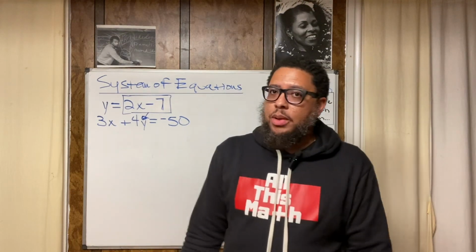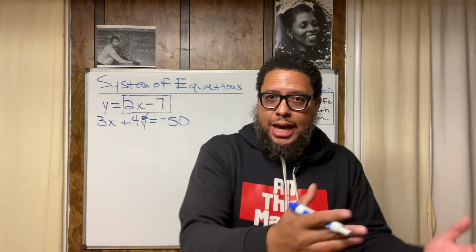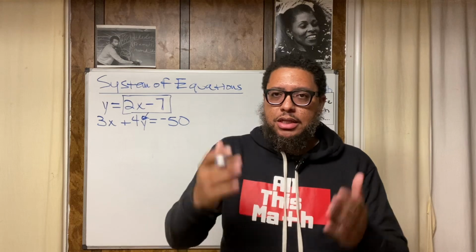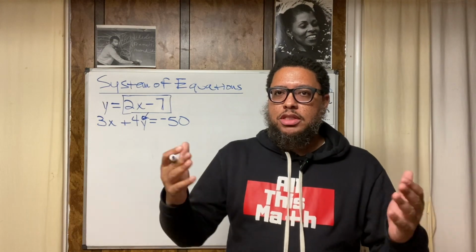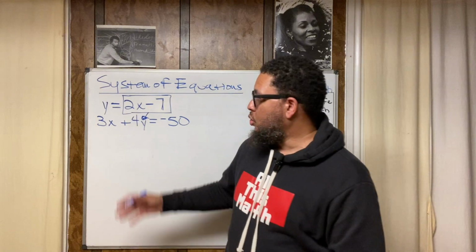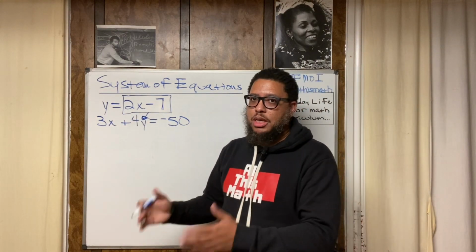All of a sudden, I got an equation that only got x's in it. And that's what I want. I either want an equation that only got x's in it, or I want an equation that only got y's in it. That's a key feature. That's a key idea in solving systems of equations. Make sure you know that, because that's why we're doing it. You want an equation that only got one type of variable in it. That's why we use the substitution method.